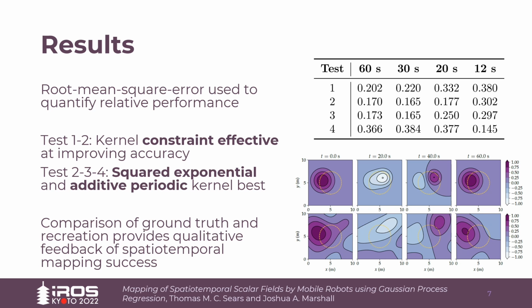By comparing tests 1 and 2, we can see that adding constraints was an effective way to reduce the RMSE and improve mapping accuracy. Comparison of tests 2, 3, and 4 show that the squared exponential kernel and the additive periodic kernel performed best. In addition, the columns of the table show 4 spatiotemporal field periods that were tested by adjusting the oscillation rate of the radial basis function. The speed of the spatiotemporal field clearly plays a role in the mapping accuracy and capability. Looking at the full recreations of the spatiotemporal field in the figure, there's good alignment between the ground truth at the top and the mapping at the bottom. The overall shape is captured with highest accuracy along the path of the robot, as we might expect.